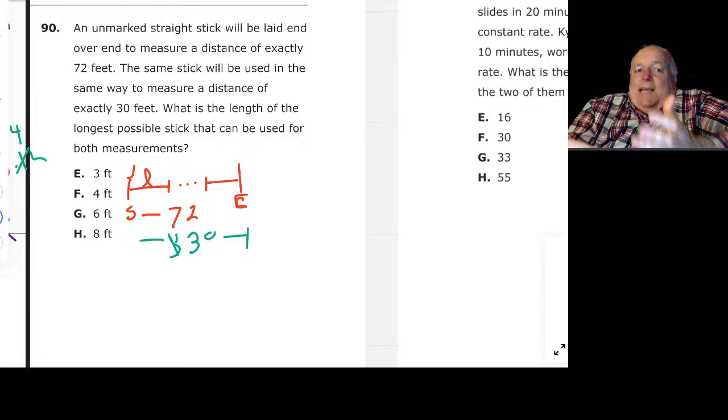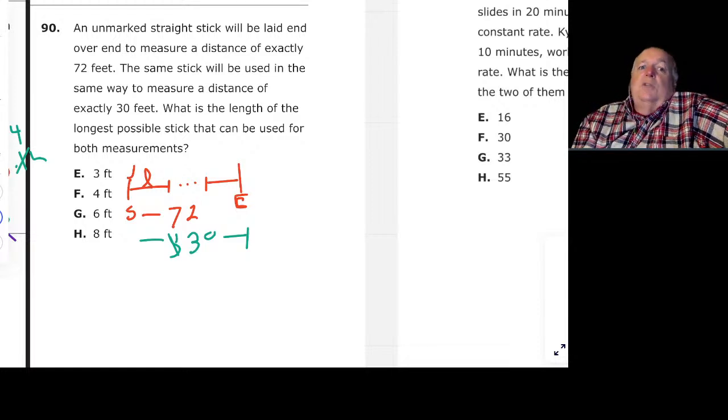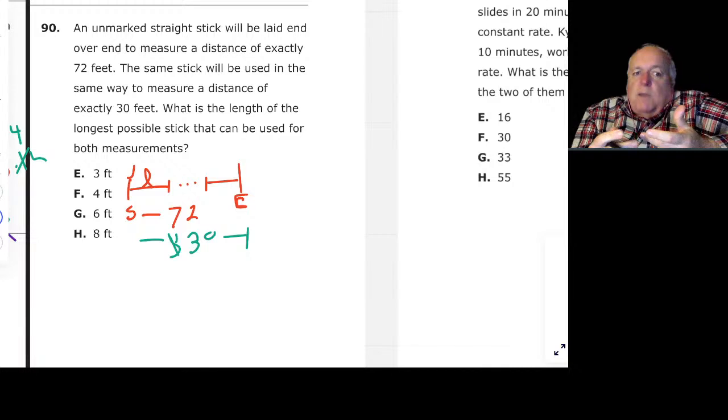Okay, when you see something like this, on the surface it seems like it's impossible. How could we do that? The trick, the mathematical aspect of here is the same length stick laid end to end is 72, and the same length stick laid end to end is 30. So this is what is actually going to be the greatest common factor.